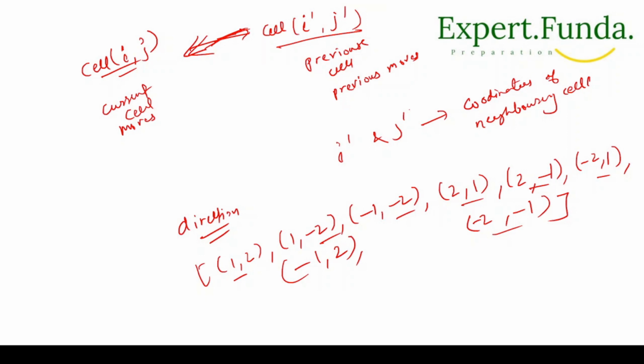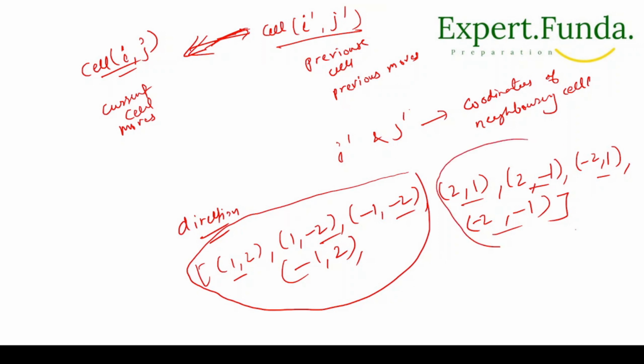So if we represent the list of directions, these are the possible moves we have: (1, 2), (1, -2), (-1, -2), and (-1, 2). These 4 moves should come from here, and 4 moves should come from here, that is the combination (2, 1), (2, -1), (-2, 1), (-2, -1). So we have to understand why we are taking this.